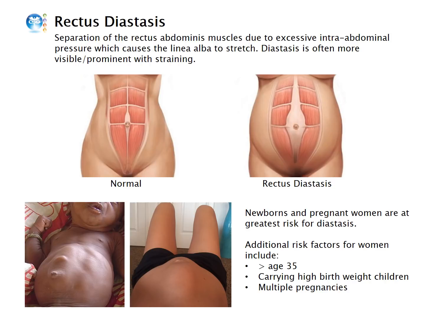Women are especially at risk for abdominal muscle separation during pregnancy, as the increased pressure of the growing fetus expands the uterus, thereby pressing against the anterior abdominal wall. And the second population at greatest risk would be newborns.